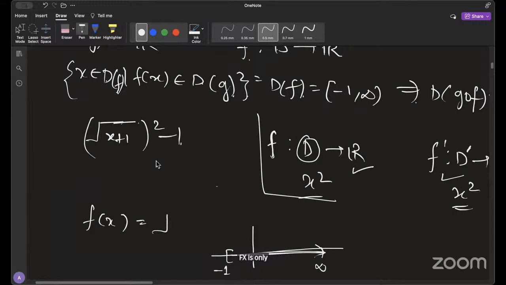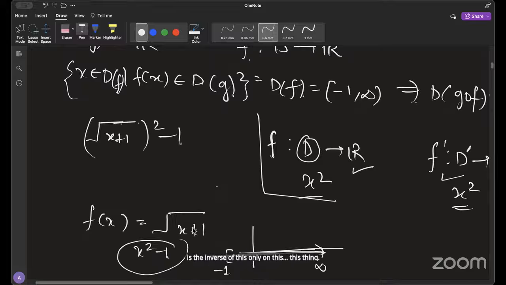f(x) is the inverse of x square minus 1 only on this domain. Outside this it isn't even defined, right? So it's not the inverse there.